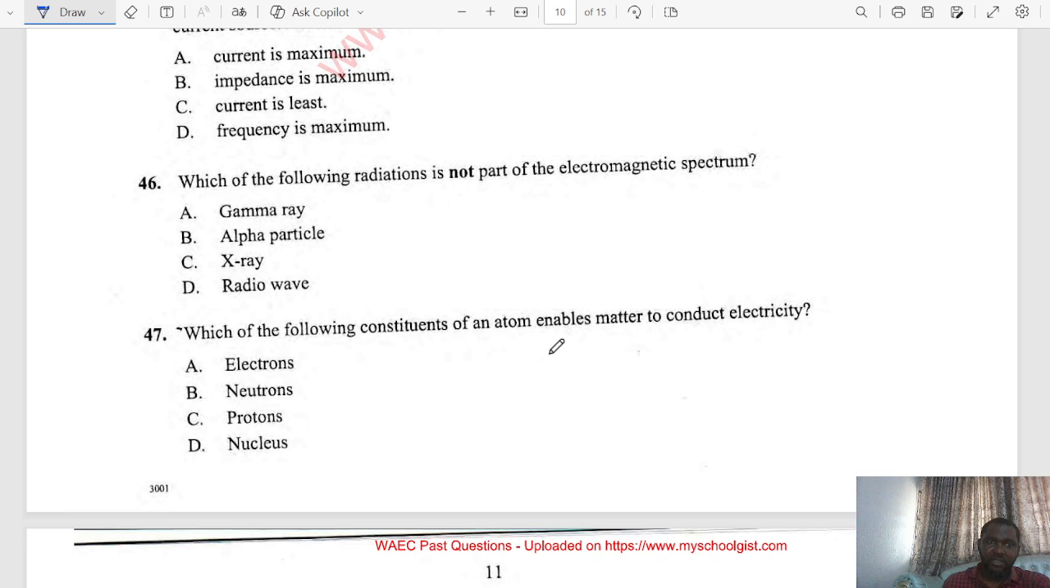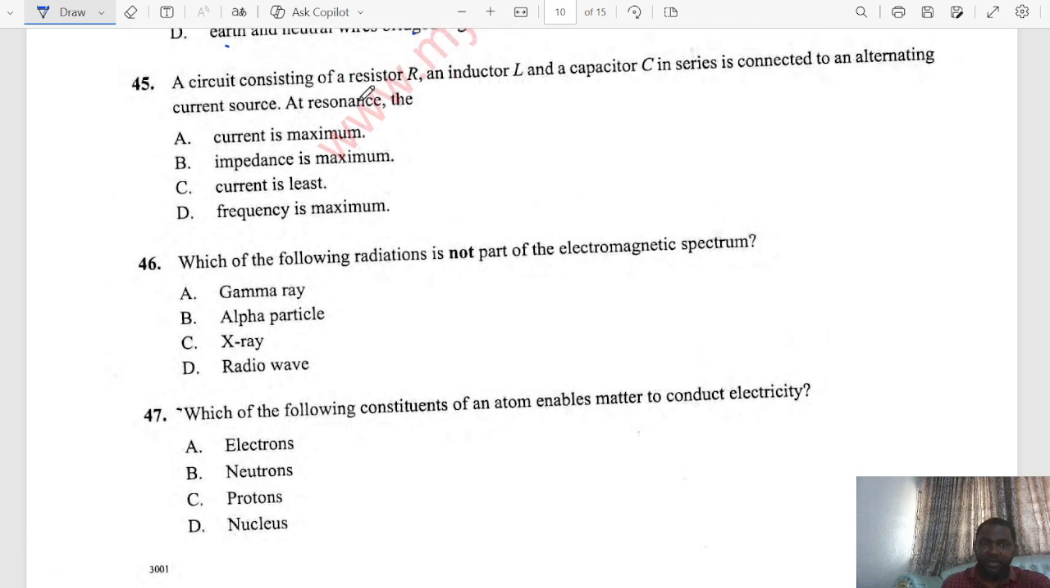Now the next one, number 45, says a circuit consisting of a resistor R, an inductor L, and a capacitor C in series is connected to an alternating source at resonance. At resonance, the current is maximum, impedance is maximum, current is least, frequency is maximum. First of all, the answer is A, the current is maximum.